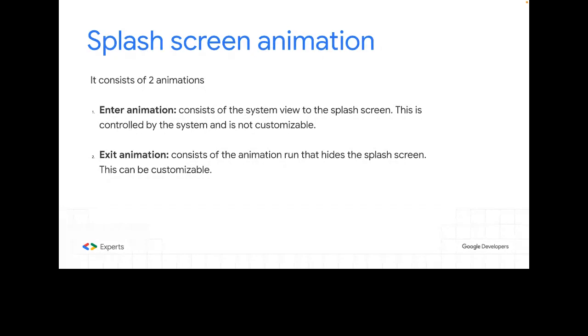Splash screen animation, as I told you, consists of two animations. The first one is the enter animation, and the second one is the exit animation. The enter animation is not in our control; it's the default standard animation for all splash screens. But the exit animation can be customized, for when the splash screen goes away from the application. So it's basically when the application actually shows its first main screen after the splash screen.